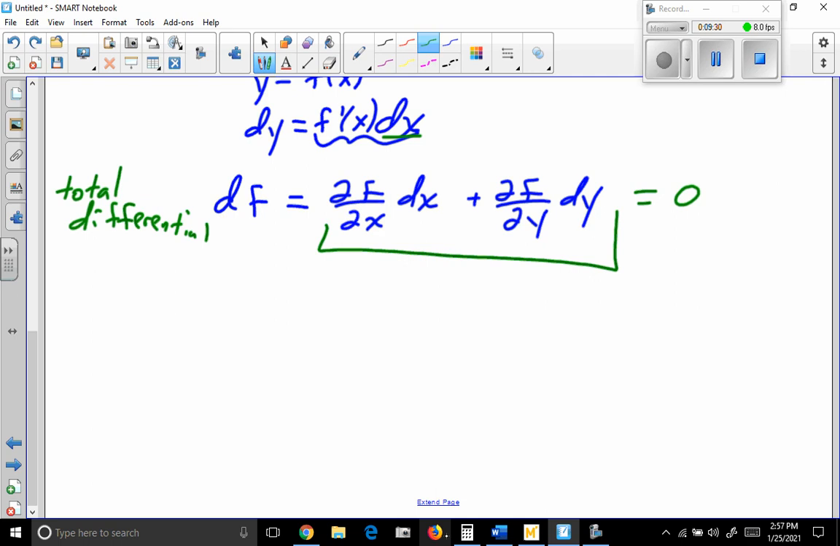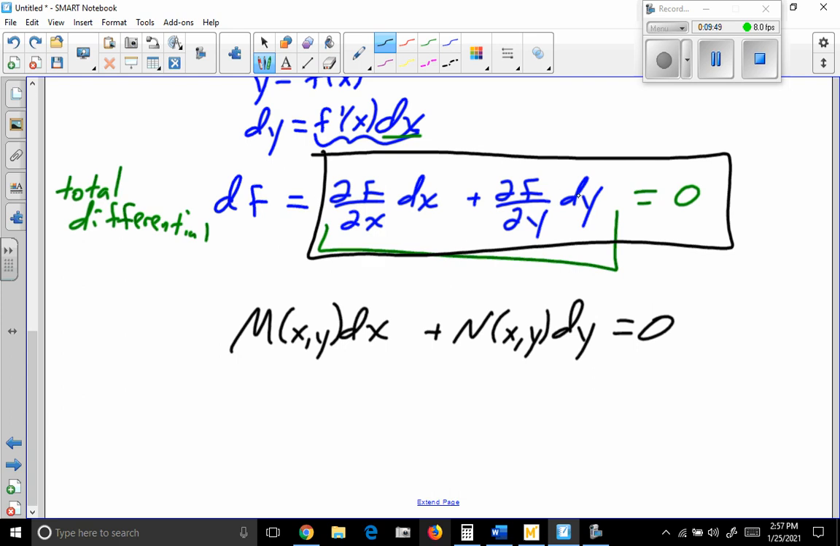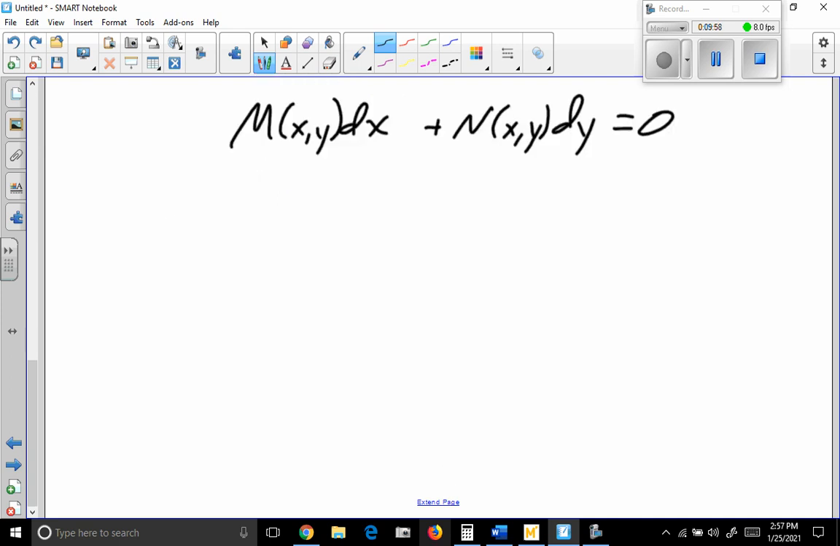So how is that related to what we had earlier when we had m as a function of x, y, dx plus n as a function of x, y, dy equals 0? So if we have this, that left side is a total differential of the function f.